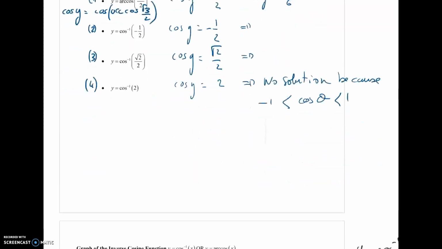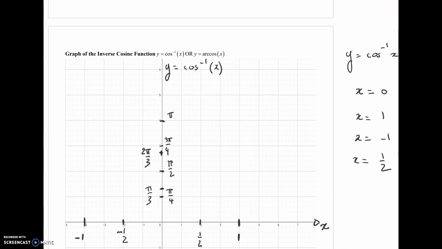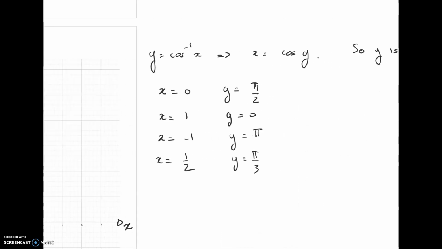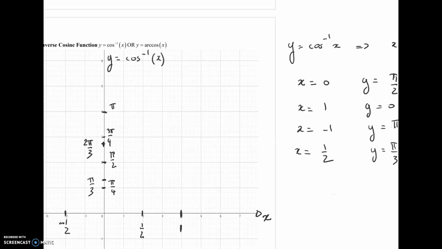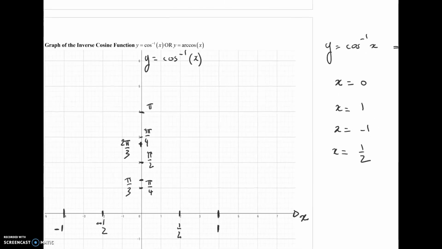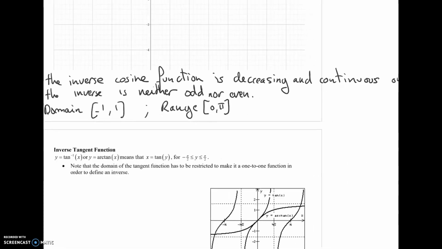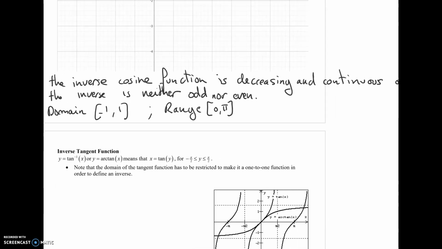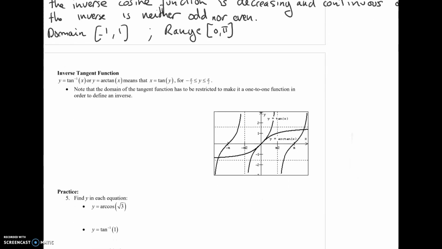All right, so let's move on to graphing this function. I let you do it. You have everything you need. It's the same idea as graphing the inverse of sine. So I let you work that on your own. Also remember that the inverse cosine function is decreasing and continuous on its domain, and the inverse cosine is neither odd nor even. Domain -1, 1, and range 0, pi.